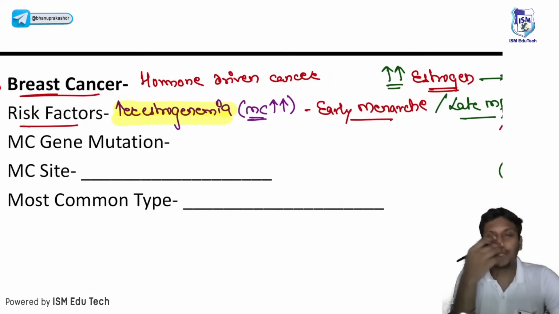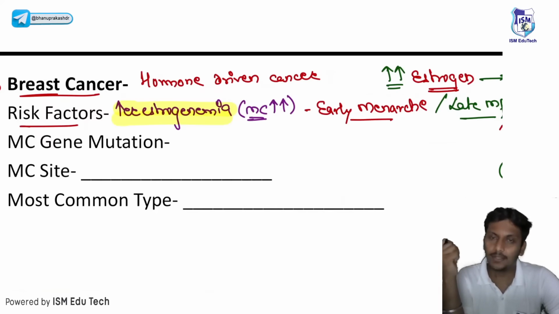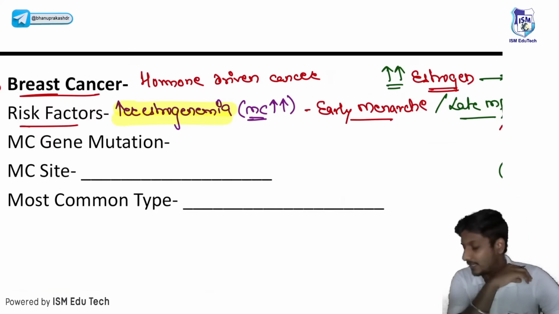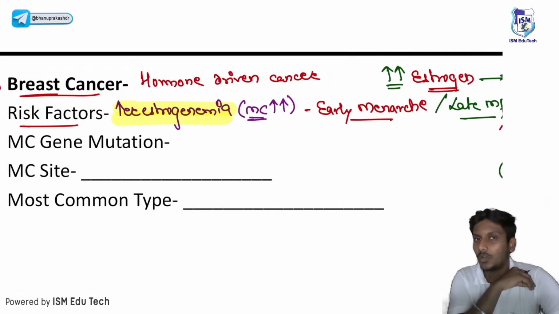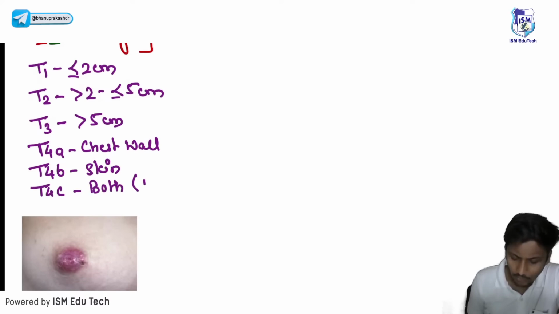Nulliparity, or the absence of pregnancy, raises breast cancer risk since pregnancy and breastfeeding lower estrogen levels during lactation. In contrast, multiparity provides protective benefits against developing breast cancer. T4 classifications encompass T4B for skin involvement and T4C for both skin and chest wall involvement, which are essential in understanding cancer progression and treatment strategies.